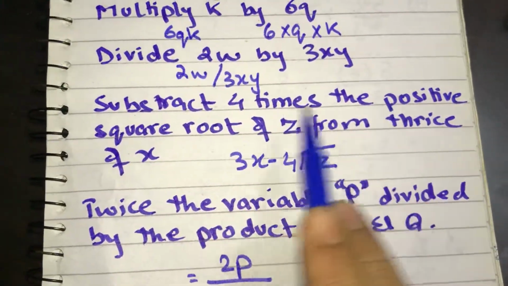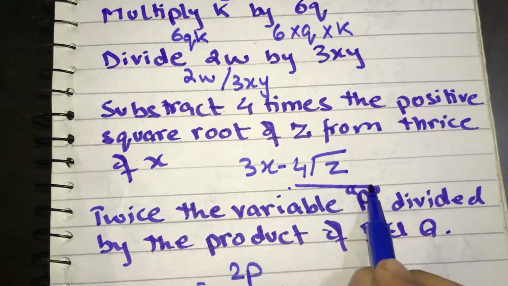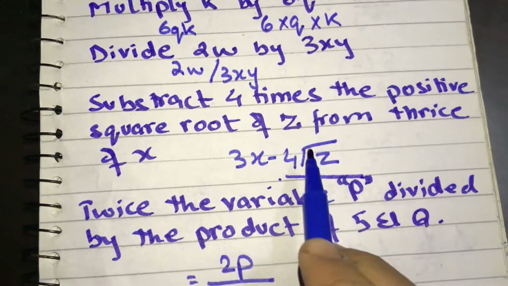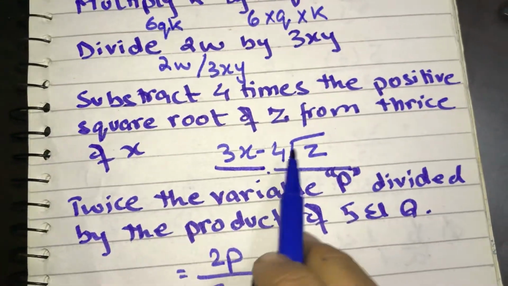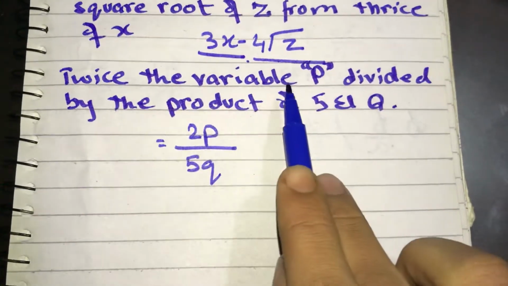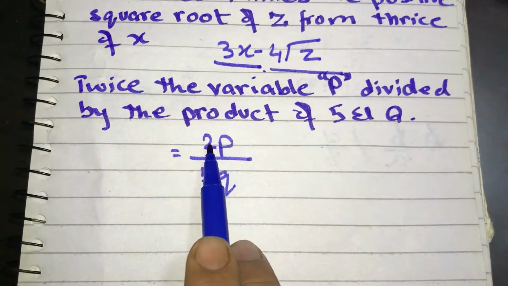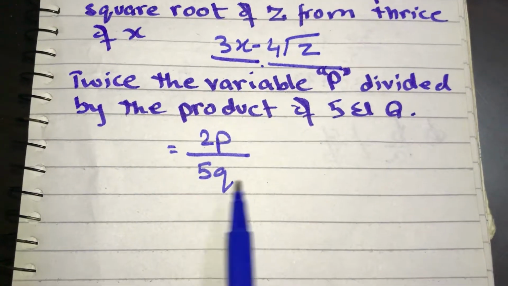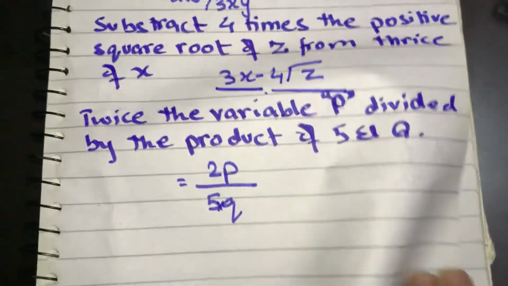Subtract 4 times the positive square root of z. So this is 4 times the positive square root of z. We have to subtract it from thrice of x. So 4 times the positive square root of z subtracted from 3x. Twice the variable p divided by the product of 5 and q. So 2p divided by 5q, or you can also write it as 5 into q, one and the same thing.